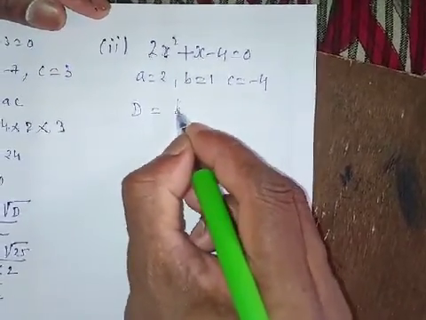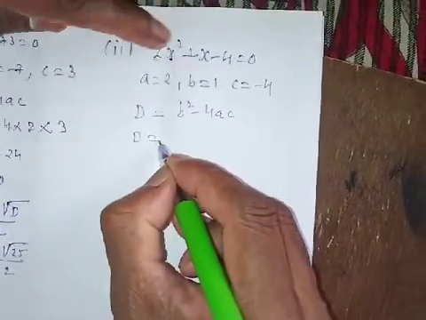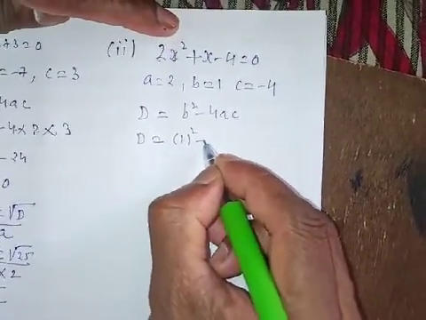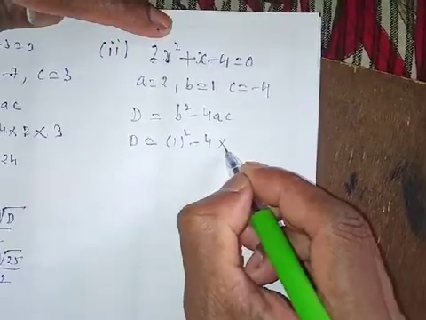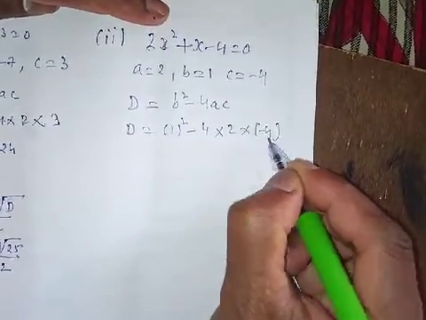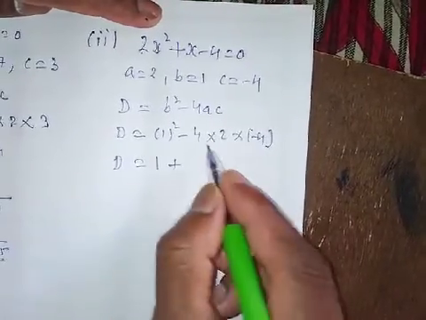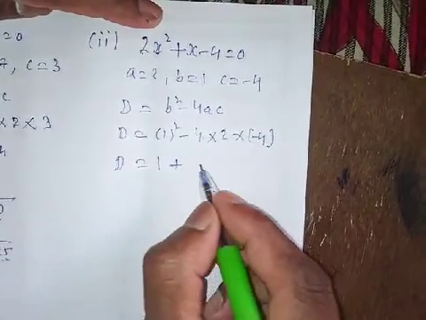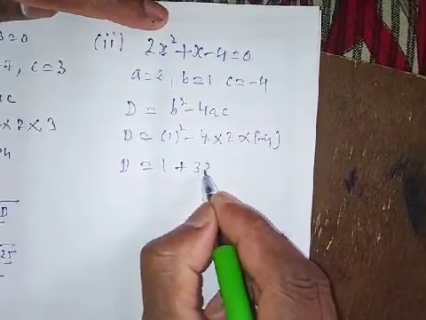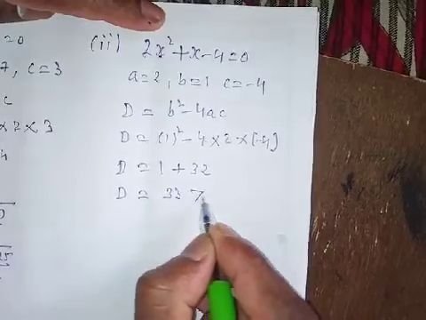D is equal to B square minus 4AC. So D is equal to 1 square minus 4 into A. A is 2, into minus 4. So D is equal to 1 square, minus into minus plus. 4 4s are 16, 16 2s are 32. So D is equal to, you will get it as 33, which is greater than 0.